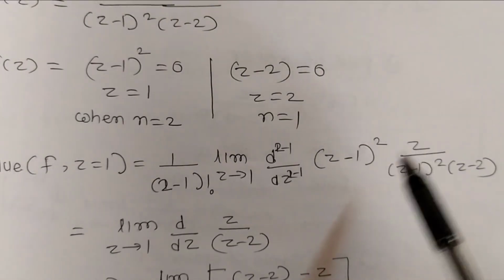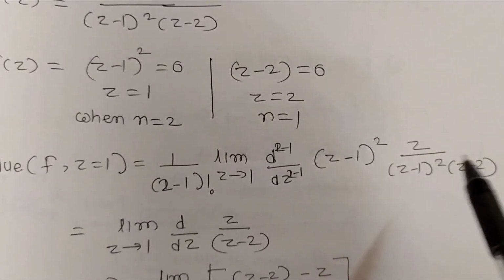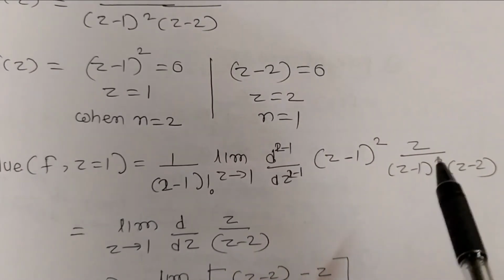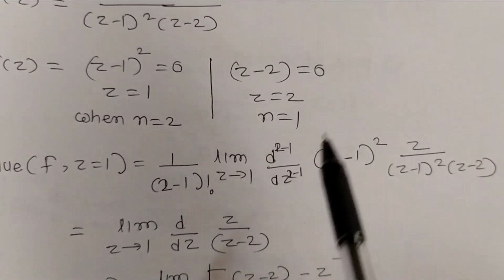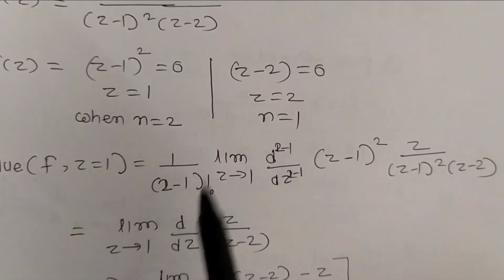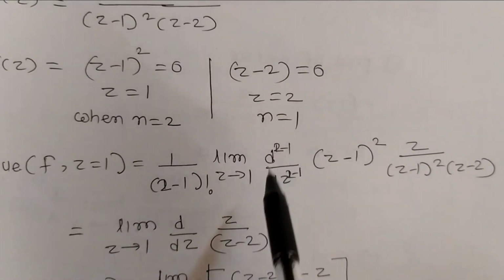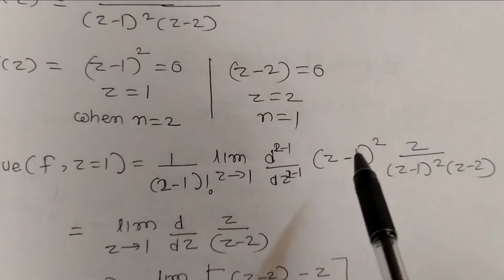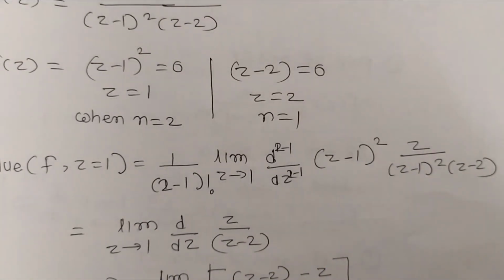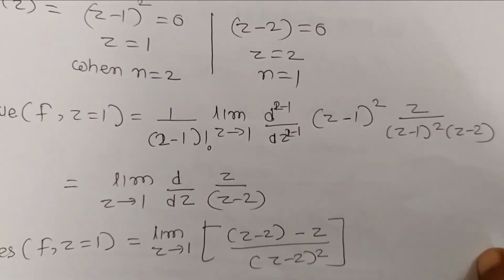Here f(z) is z upon (z − 1)^2 (z − 2). Here (z − 1)^2 and (z − 1)^2 get cancelled. Then it becomes 1 upon (2 − 1)!, that is 1 factorial, that is 1. Limit z tends to 1 of d/dz of what is remaining here, z upon z − 2. Then we have to differentiate with respect to z.